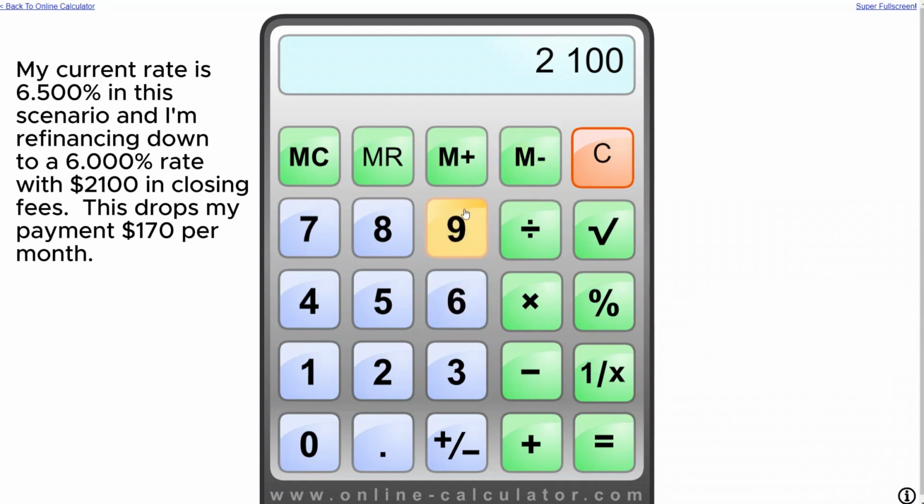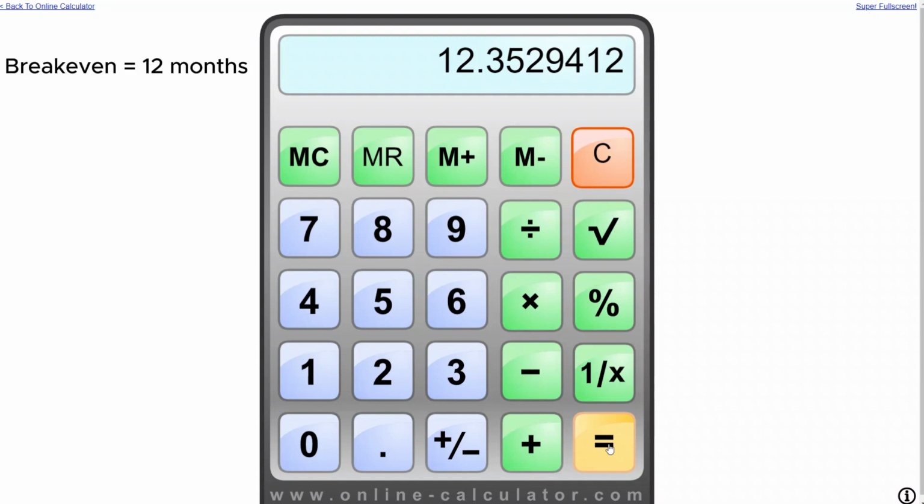$2,100. Now, going from 6.5% down to 6% is saving me $170 a month in payments. So my monthly payment drops by $170. I'm going to take the $2,100 and divide that by the $170 savings, and I get 12.3 something. So 12 months. That's the break-even point, and it's actually that easy.